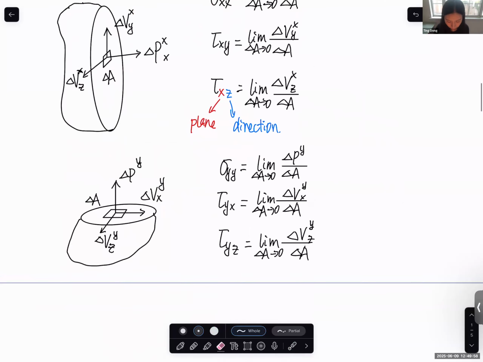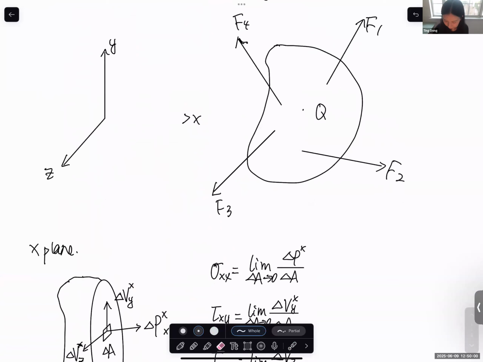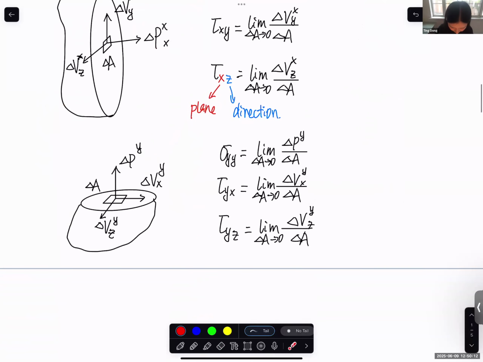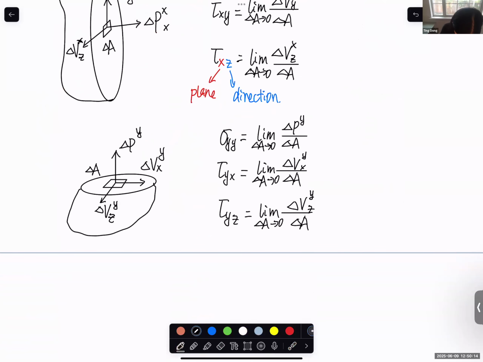Okay. Of course, let's continue based on this coordinate system. We cut through the x plane, we cut through the y plane. Of course, you expect we can also cut through the z plane. To save some time, I can write you the three components on the z plane. Of course, it becomes sigma zz, the normal stress on the z plane in the z direction, the shear stress on the z plane in the x direction, and the shear stress on the z plane in the y direction.